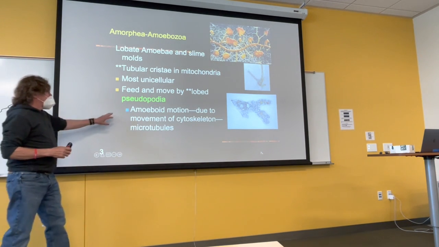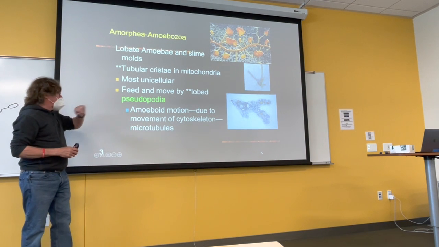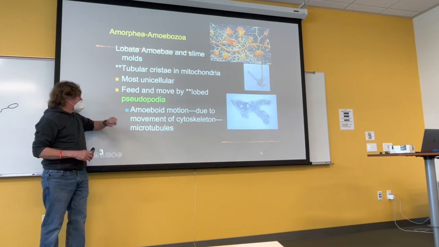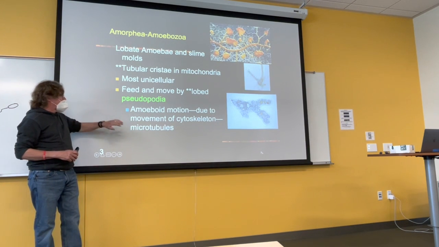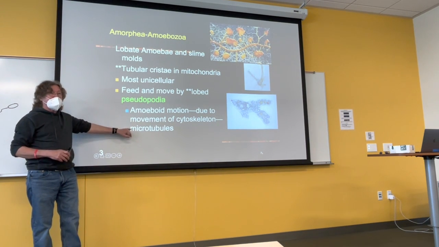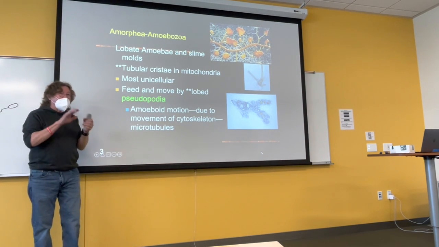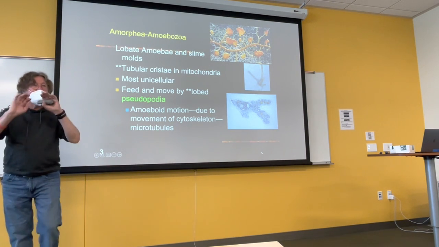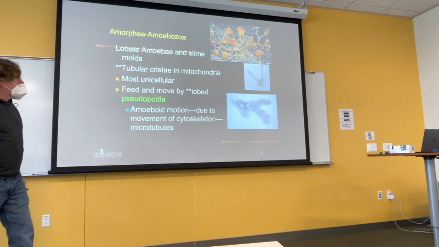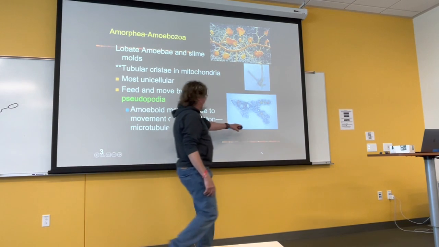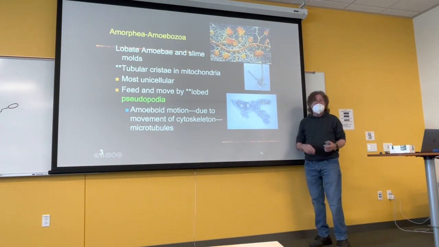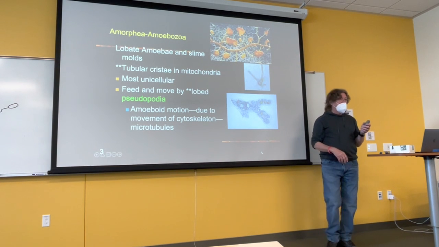And of course, they move by amoeboid motion. I strike this out, this is a mistake, because the movement, the cytoskeleton part, is not the microtubules, they're microfilaments. These are microfilaments that form along the edge and sort of roll the membrane forward. And that's what's happening here when you see the pseudopodia extending. It's really microfilaments, not microtubules.